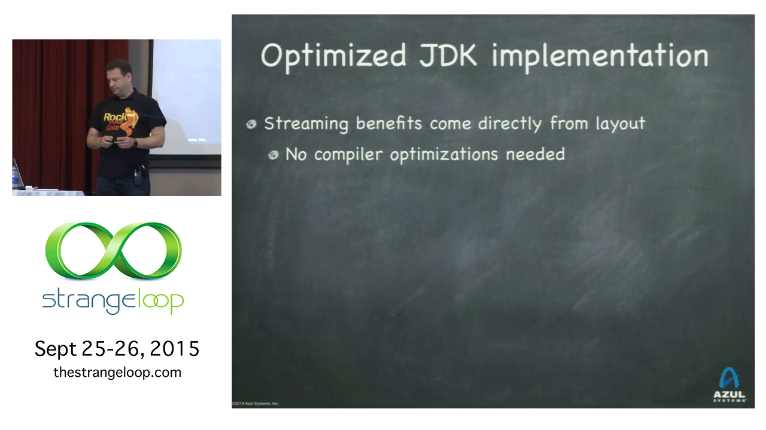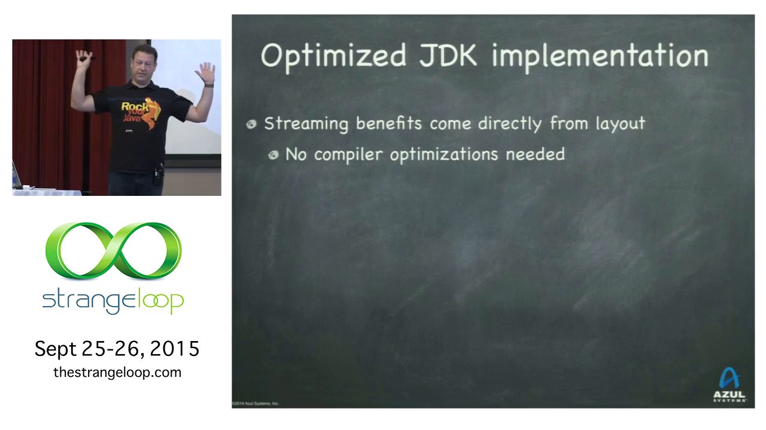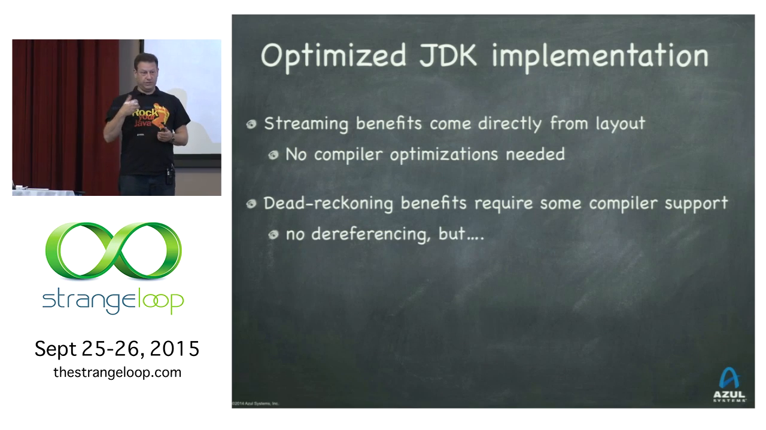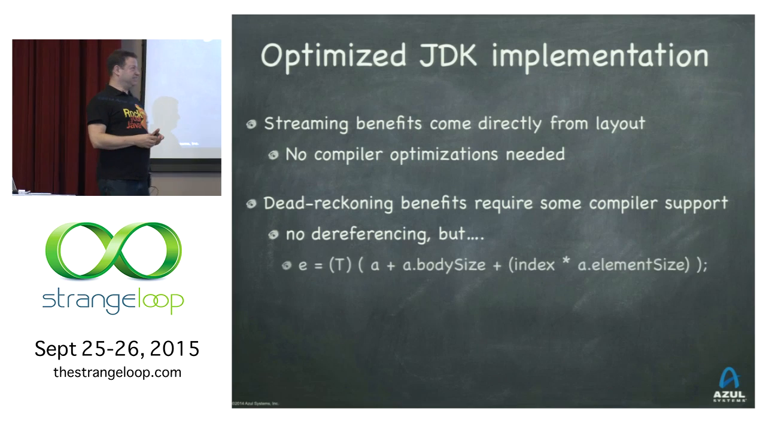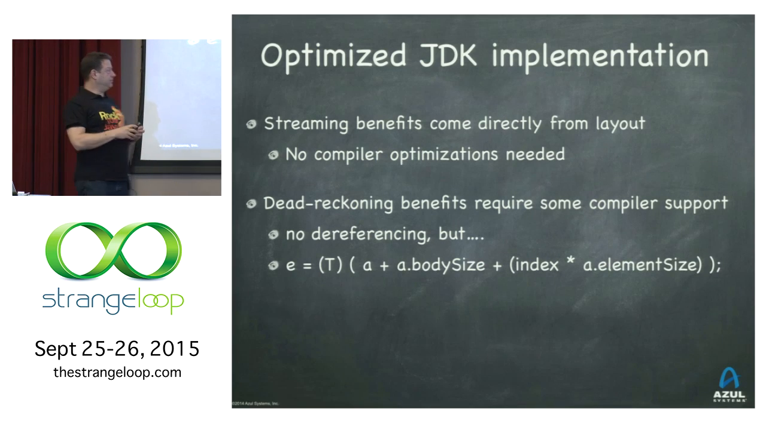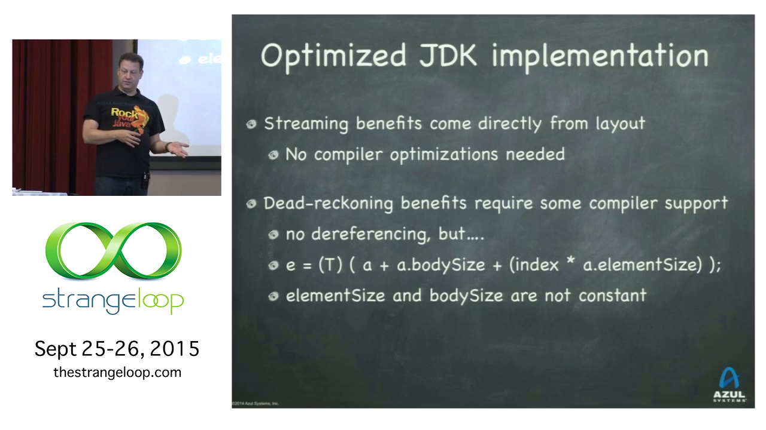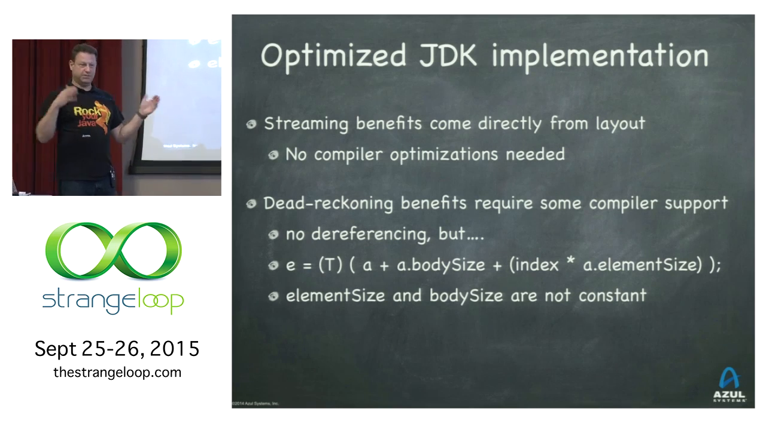In addition to that, there are some optimizations needed. Streaming actually comes for free. Once you lay it out right, streaming, yay. But dead reckoning needs a little more compiler support, so we don't have to dereference to get to element 17, because there's a way to compute it. Semantically, the address of element X is the index times the element size, plus the array, plus the body size, because it's subclassable and this could be any type. Well, these two things are not constant, so I need to go get them from the array. That's technically as bad as dereferencing. Not necessarily for each point, but still.